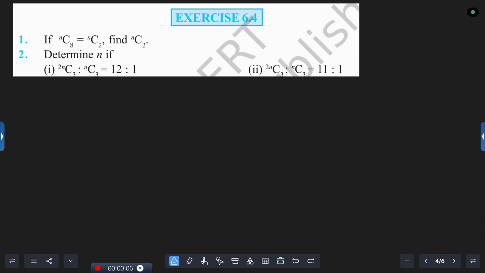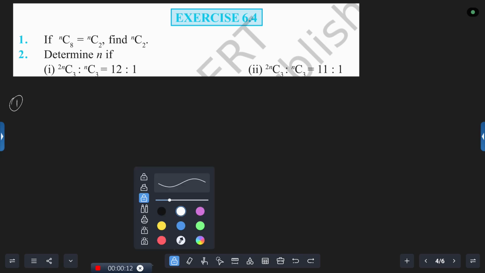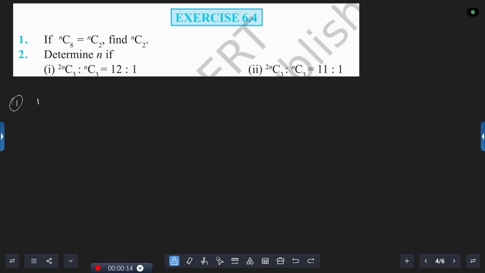We are going to start. Listen, this is about combination. So question number 1, what is given? Let's take one. NC8 is equal to NC2.